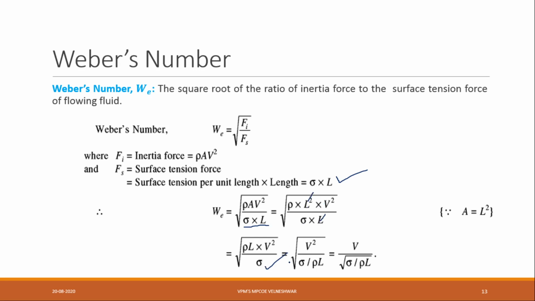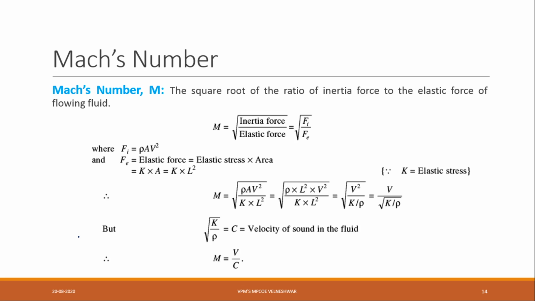Sigma is nothing but surface tension here, that is v square divided by, again this rho L is coming into the denominator. Now square root cancels, what will be the final equation now? V divided by square root of sigma upon rho into L. What is rho? Density. L is nothing but length, V is nothing but velocity. Now the only critical point here is rho a v square, and instead of a I am taking L square.